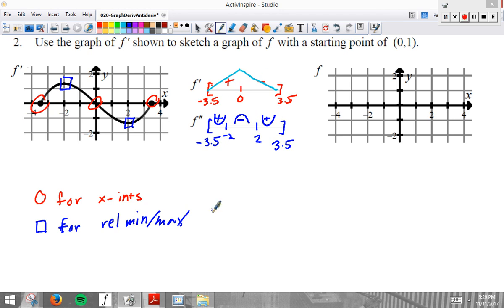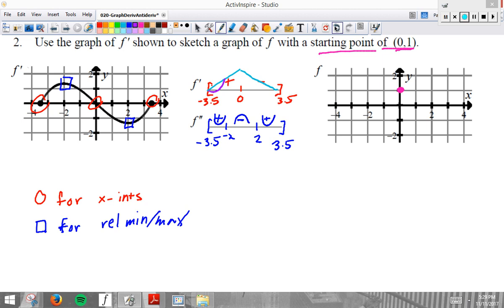So we know 0 is a relative maximum. We also were told a starting point of (0, 1). So I'm going to make sure I hit that point. I'm going to fit some concavity shapes onto my guidelines. So starting down here, we want to be concave up and increasing.